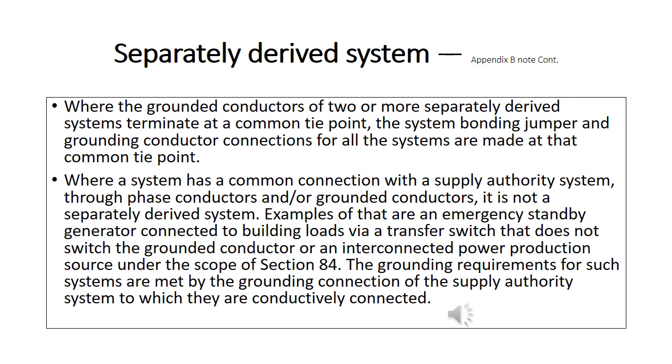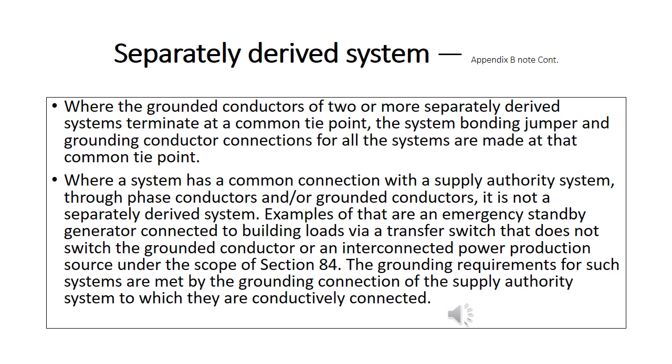Continuing on from page 591 of Appendix B, here's more of an explanation of separately derived system. Where the grounded conductor of two or more separately derived systems terminate at a common tie point, the system bonding jumper and grounding conductor connections for all the systems are made at that common tie point. When a system has a common connection with a supply authority system through phase conductors and/or grounded conductors, it is not a separately derived system.